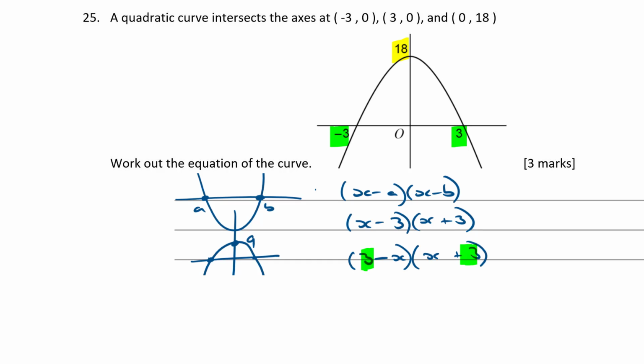Okay, now I want to keep the roots the same, but I want to stretch this graph, so instead it goes through 18 and not 9. So if you know your graph transformations, you should know that you can do that by multiplying an equation by 2. Okay, so that is going to be the final form of my equation then. It's going to be y is equal to 2 lots of 3 minus x, x plus 3.